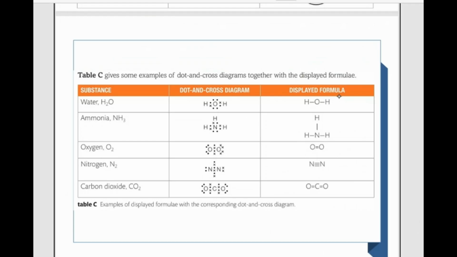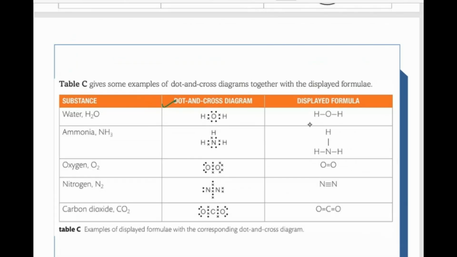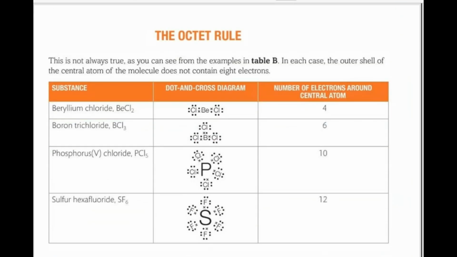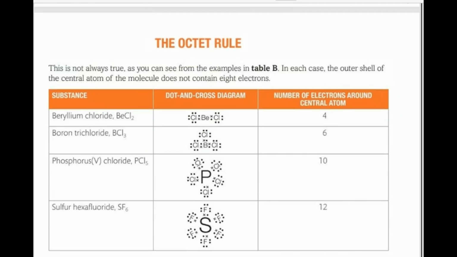This is again very simple. So they're talking about dot and cross and they're talking about displaying them in the displayed formula, where you're showing them by a bond. Where there's a double bond, you show a double bond. Where there's a triple bond, you show a triple bond. So this is a displayed formula, and this is a dot and cross. Okay, you can do it very well, I'm sure. Now, further, when we talk about the simple molecules, there are certain exceptions there.